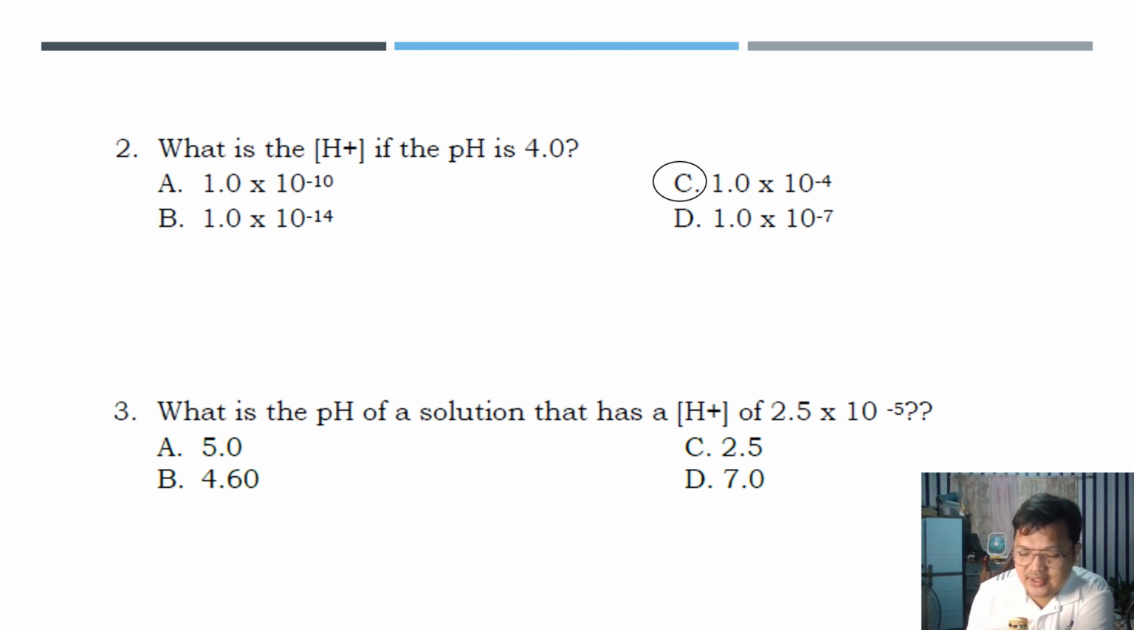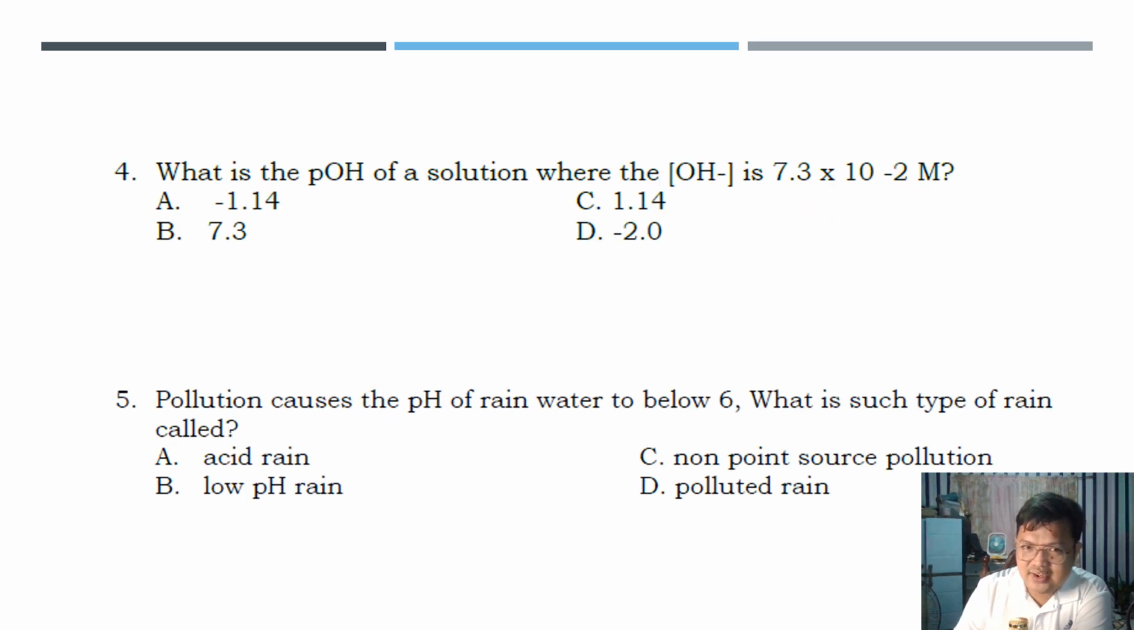So what do you think is the answer? If your answer is letter B, you are correct. Let's come now to number 4. What is the POH of a solution where the OH is 7.3 times 10 raised to negative 2 molar? A, negative 1.14, B, 7.3, C, 1.14, D, negative 2.0. If your answer is letter C, you are correct.